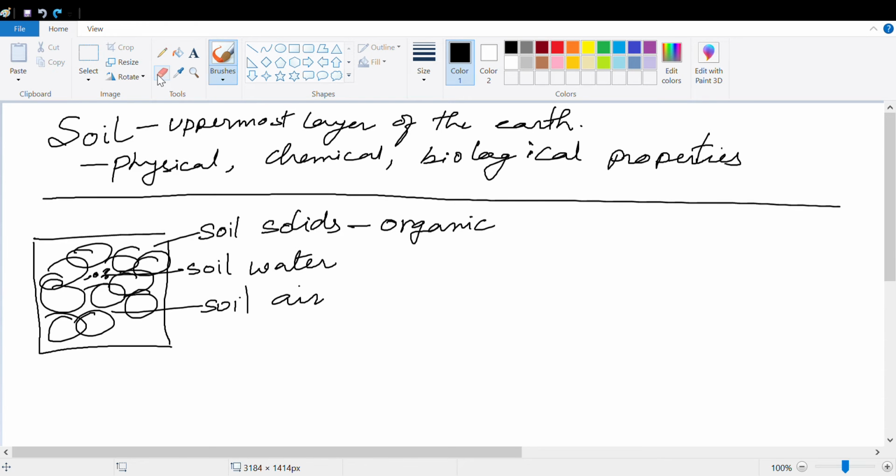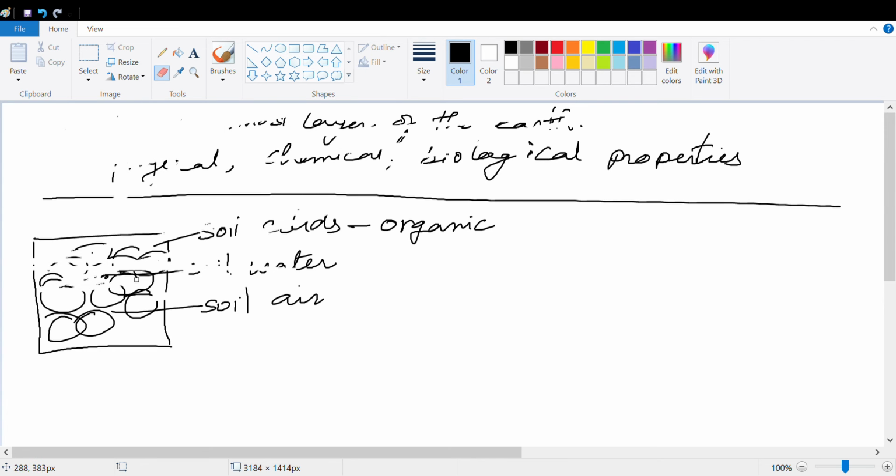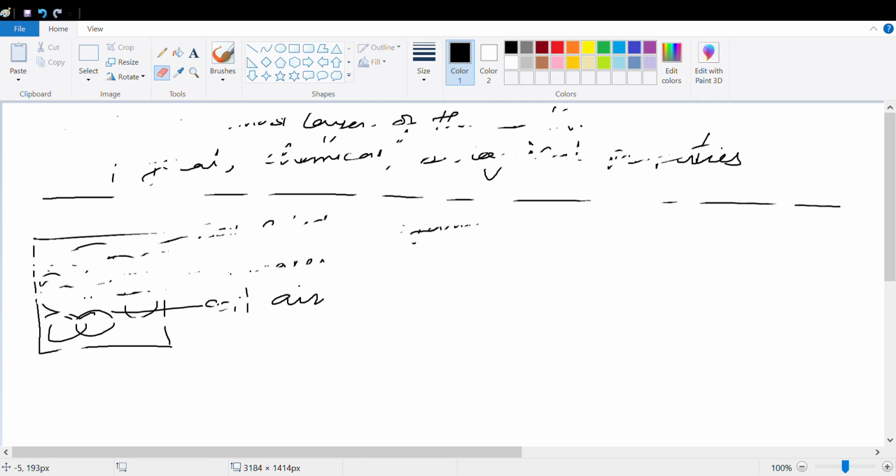Where is the eraser? Okay, let me try erasing it. Okay, let's make it a little bigger eraser. No, I need a bigger eraser. Oh no, it's not working. Sorry for this. This is my first time using Paint, so excuse me. And if you have any suggestions on this, you can comment.